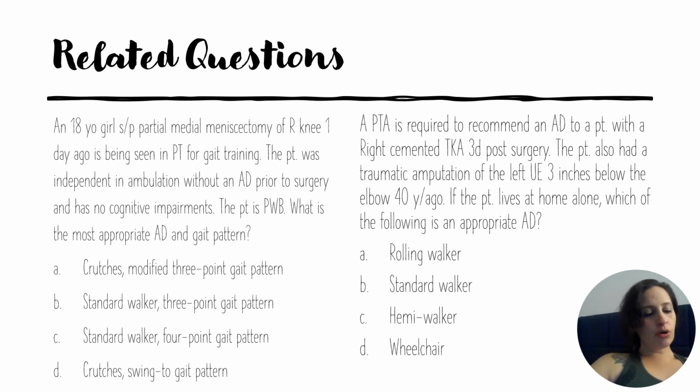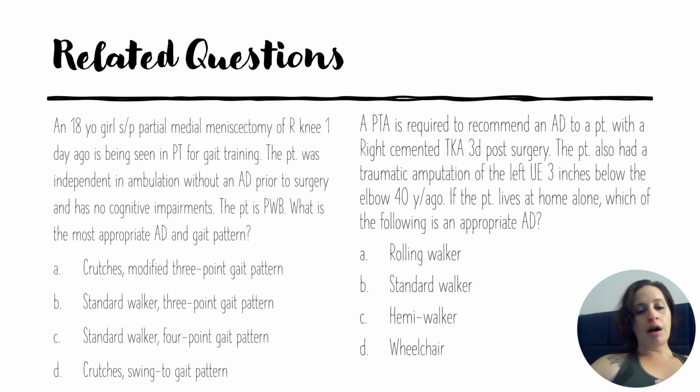Okay. So the way I like to work questions like this, where you have two things that you got to figure out, is I focus on one, and then I see what I could rule out, and then out of those choices, I focus on the other one. So I'm going to start by focusing on the assistive device, right? You have crutches and walker, basically, because A and D both say crutches, and B and C both have walker, okay?